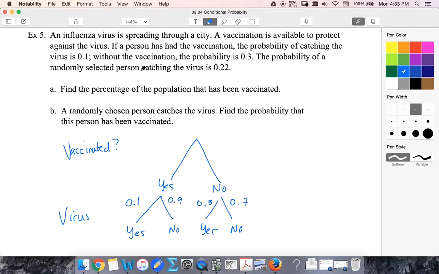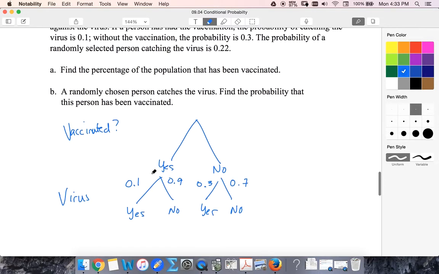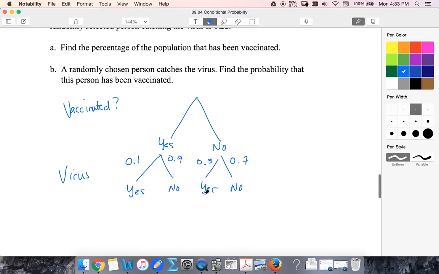Down below, we know that the probability of catching the virus is 0.22. Well, catching the virus means that you ended up either here or here. So yes, you have the virus. So these two things added together are going to make 0.22, but I need to know values to put down here. To get those values, I'm going to make an x here, and if this one is x, this one has to be 1 minus x because we know our branches always total one whole.